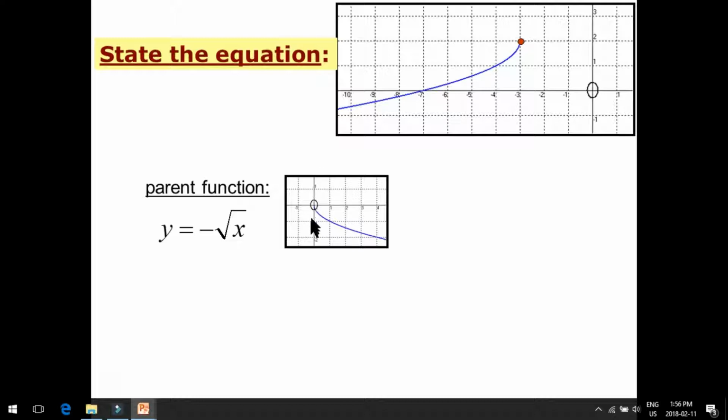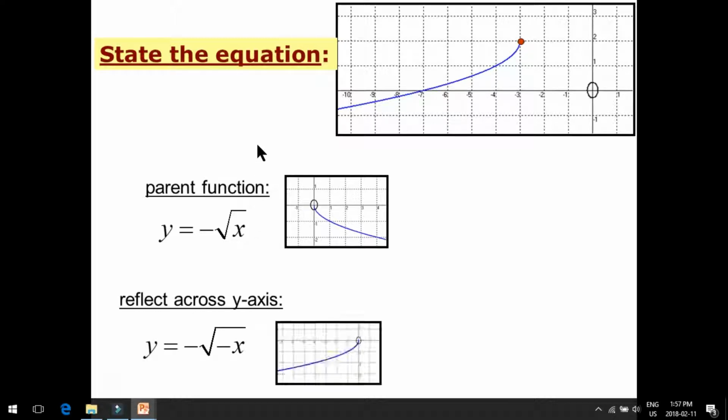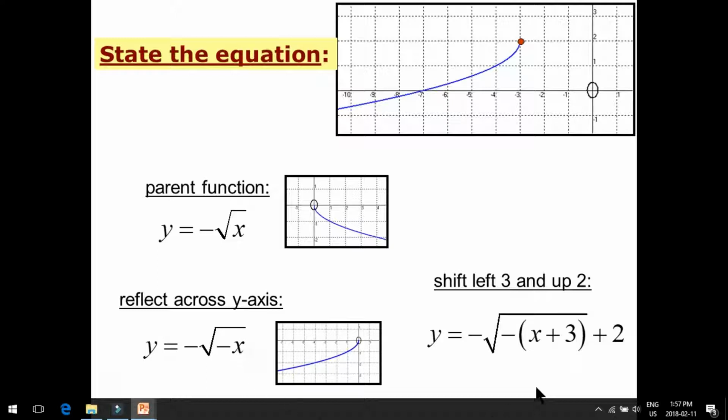Now, how are you going to reflect it across the y-axis? Replace x with negative x. Like that. Now it's at least shaped right. And now we have to take this and shift it to the left 3, up 2. Now, left 3 means right at the input station, go x plus 3. The brackets are necessary because it has to be a positive 1x there. And then outside, plus 2 will shift it up 2.